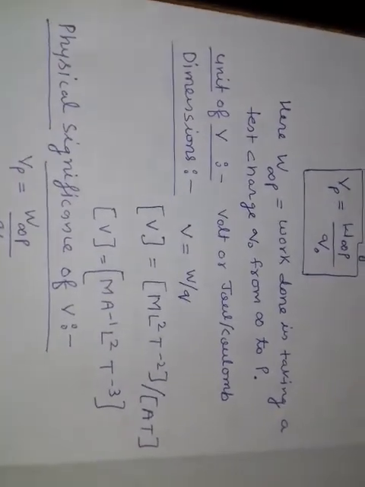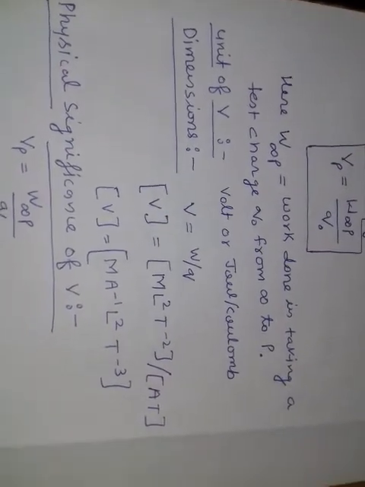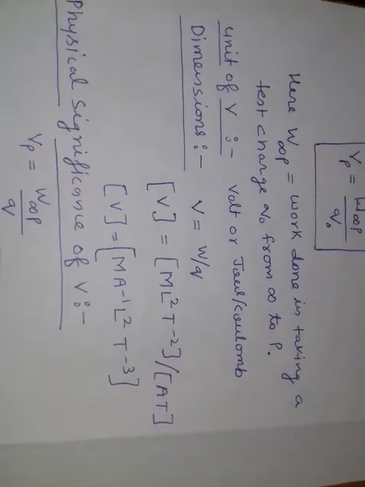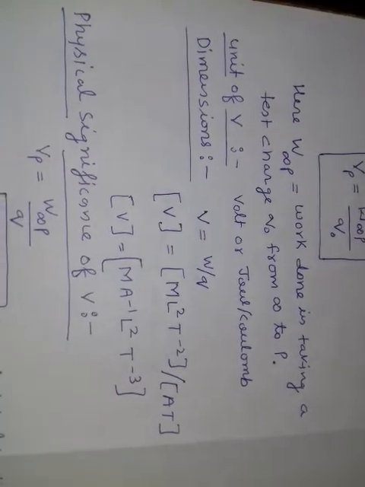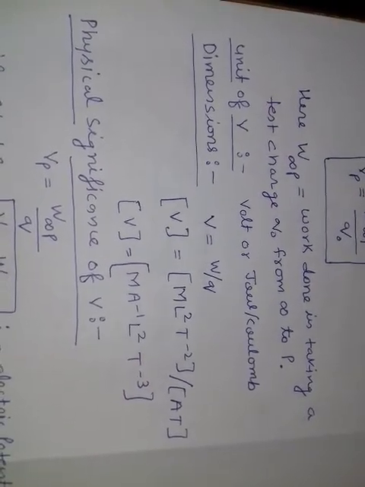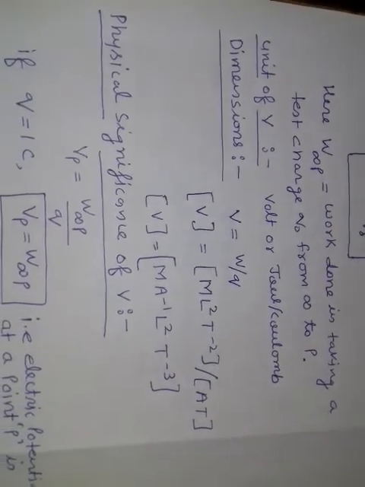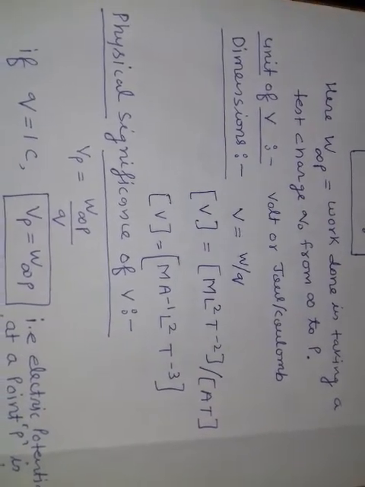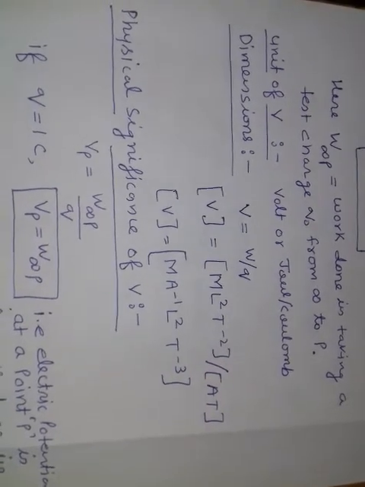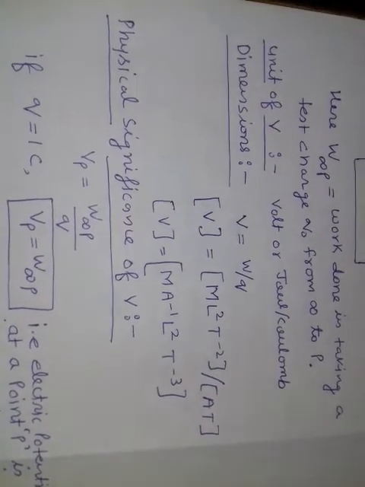Dimensions you can calculate. V is equal to W upon Q. Dimensions of W are numerically equal to the energy, M L squared T to the power minus 2, divided by the dimension of charge, A T. So finally we have the dimensions of electric potential as M L squared A to the power minus 1 T to the power minus 3.